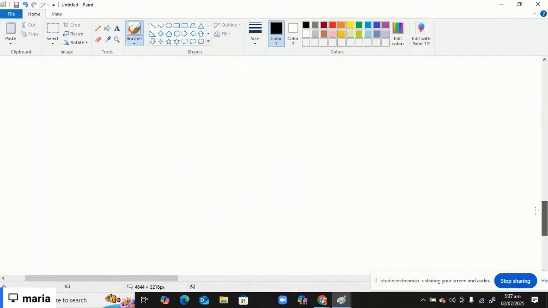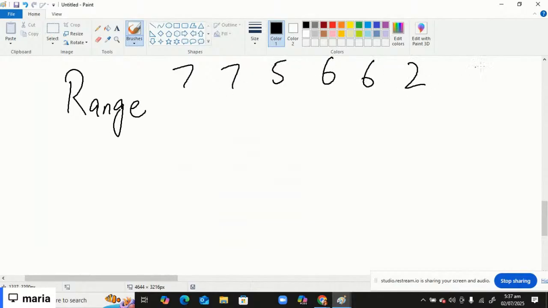Now let's move to the range. My screen is visible. Now let's go. Yeah, now it's visible. I was just checking it. For example, if the data is given 7756629.